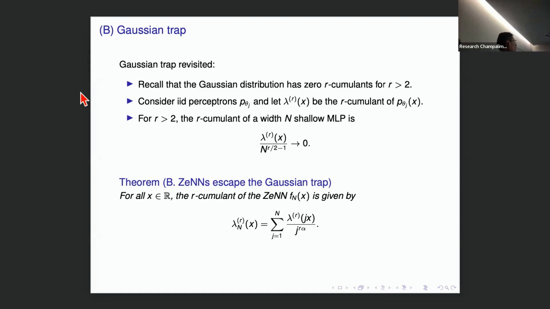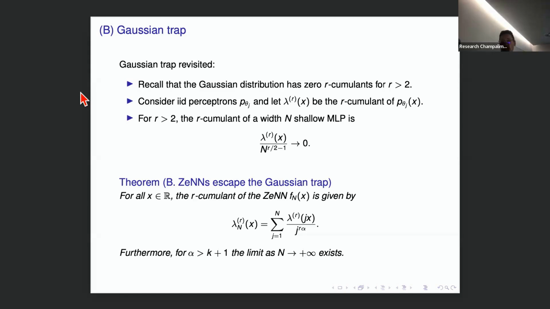So the statement is that for all x, the rth cumulant of the ZeNN network is given by this sum. So you sum all the cumulants of the perceptrons evaluated at Jx, and you divide by J to the r alpha. And under reasonably fair assumptions, like alpha greater than k plus 1, which is the same assumption that we needed for pointwise convergence, this limit as n goes to infinity exists, so that becomes a series and is summable. And it's easy also to see that in general, this does not go to 0. So indeed, the ZeNNs escape the Gaussian trap.